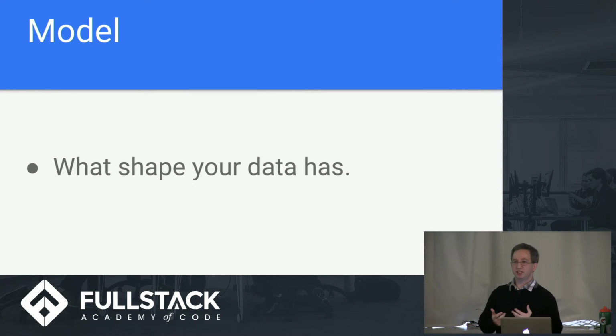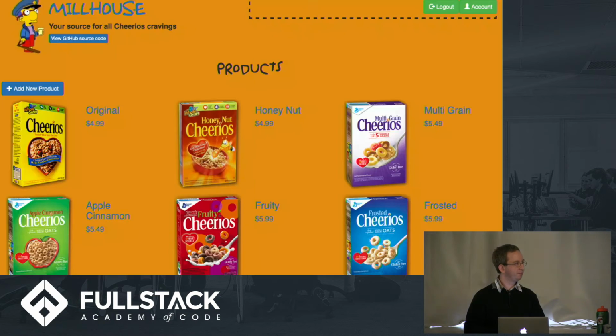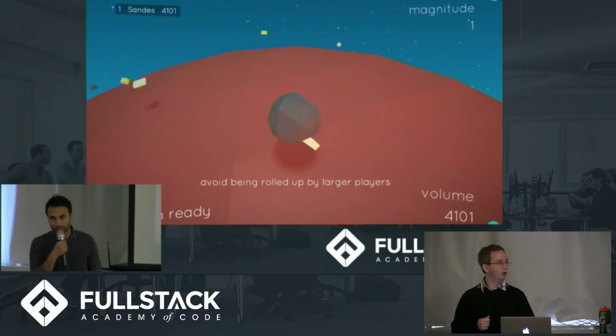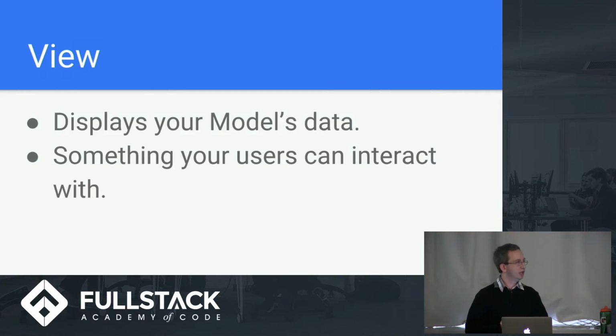And the model is what shape your data has. You know, what kind of data will your store have, basically. Whether you're storing Cheerios, information about what your inventory is on Cheerios, or how big your Agamari ball is, whatever it is, you know, your app is going to need to store some information. Then the view displays that model's data.